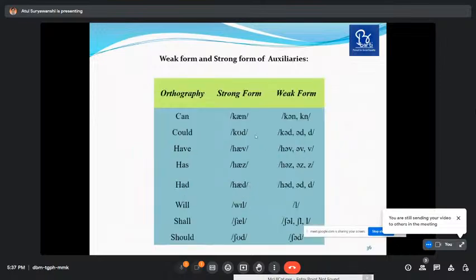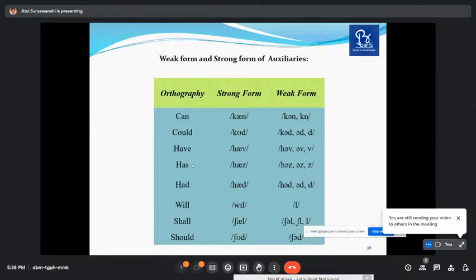Here are also some strong forms and weak forms of the auxiliaries. The question arises in the mind, what is an auxiliary? Auxiliary simply means the helping verb that we use. See the first word, can. Can is a strong form. The weak form of this can is "kn". Second is could. The strong form is could. The weak form is "kd" only.